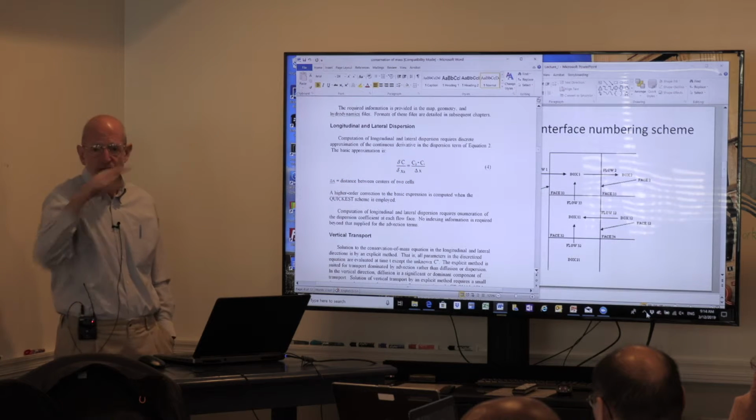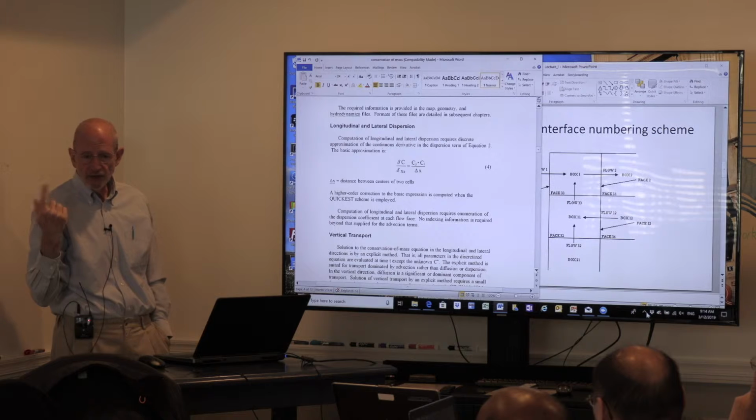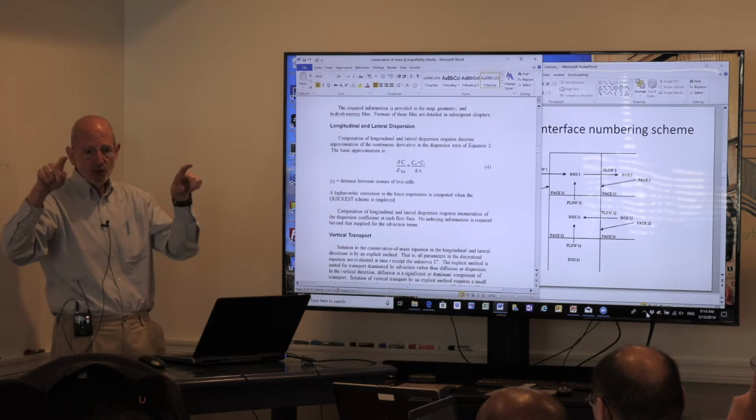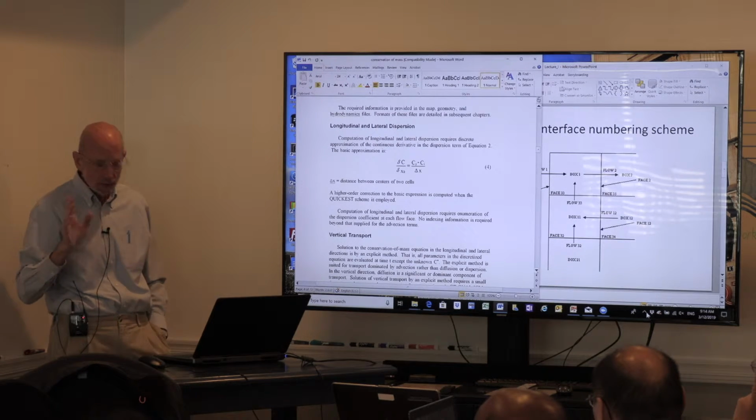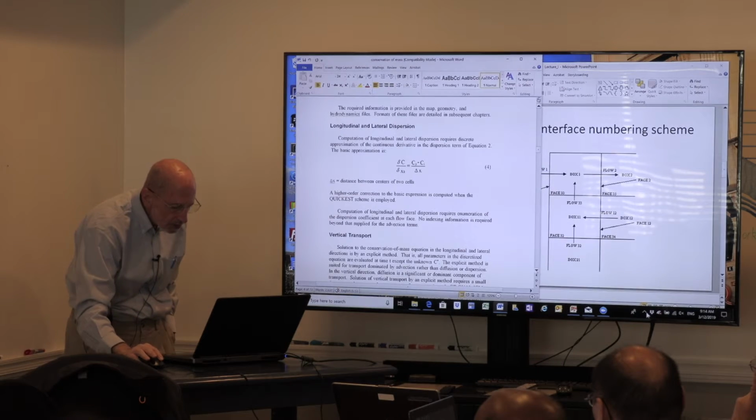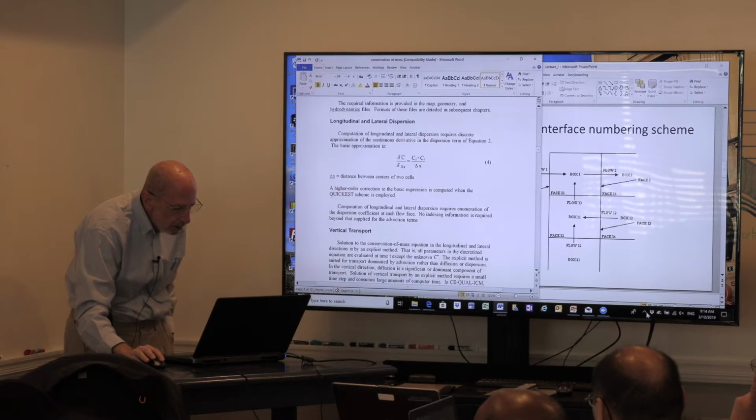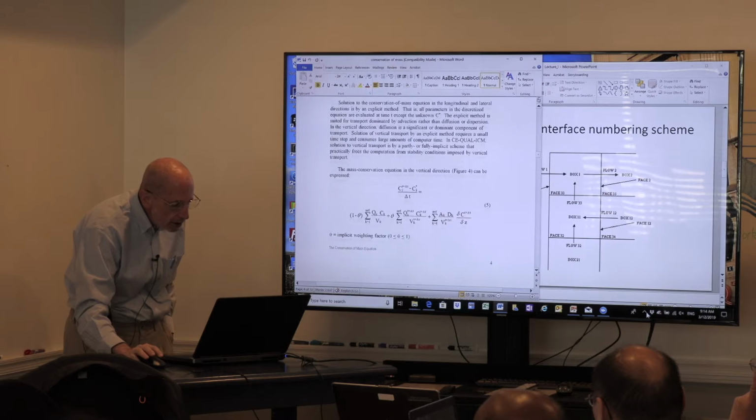We need to know the gradient at a face, and the gradient at a face is simply the concentration in two boxes divided by delta x. So, you know, that's not particularly hairy or worth detailing.